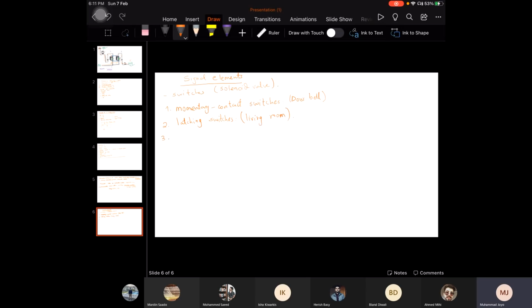The third type of switch, we call them limit switches. These are basically momentary contact limit switches.